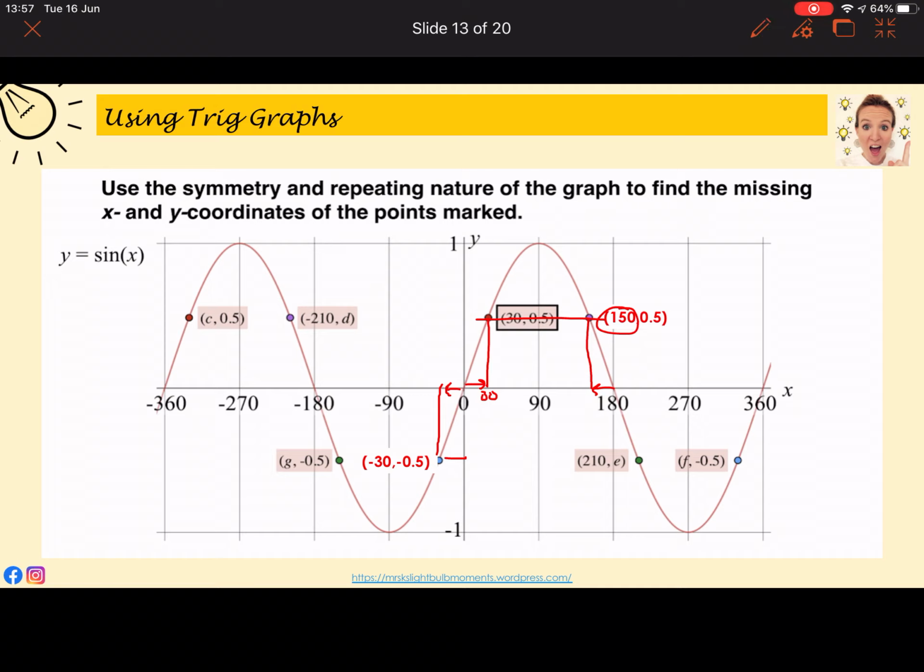Can you see C? That's the top left. What coordinate should be there? Super, minus 330. That's just because it's 30 degrees out again from the end, which was 360. So it's 30 degrees out. D is the next one.